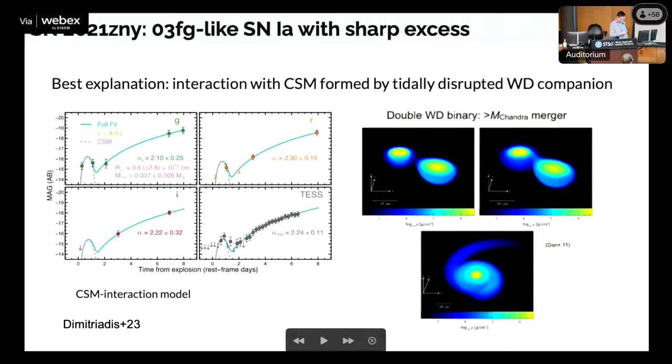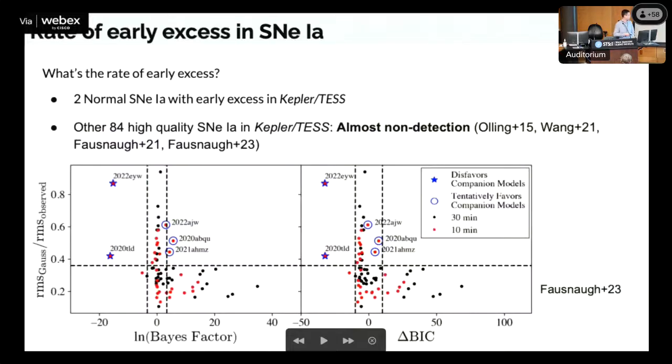As I said, TESS has accumulated a pretty large sample of Type Ia. So we can take a step back and see what the rate and demographics of the early excess are. It's interesting that we have only seen two normal Type Ia with early excess, 18oh and 23ve, as I said earlier.